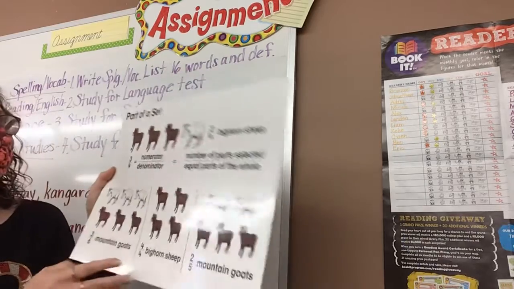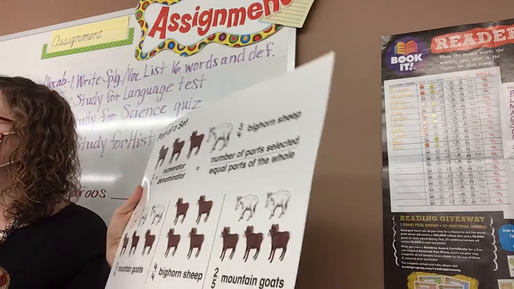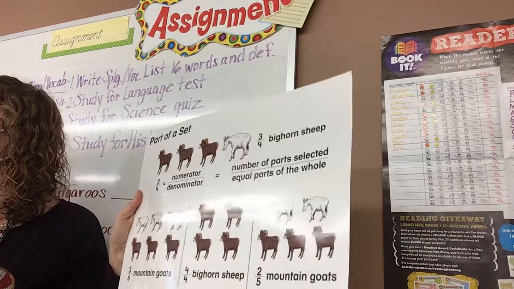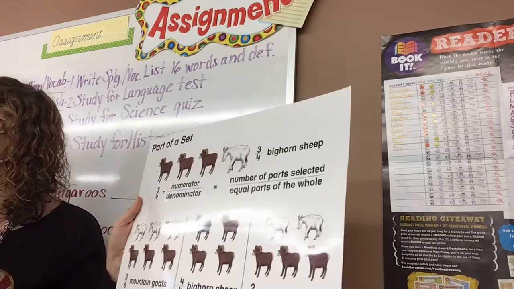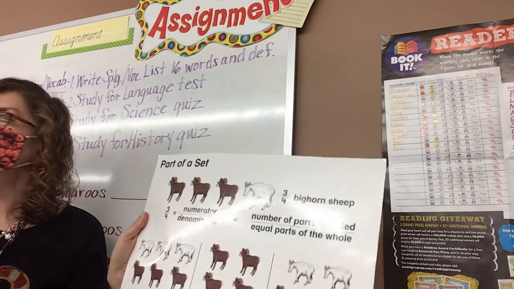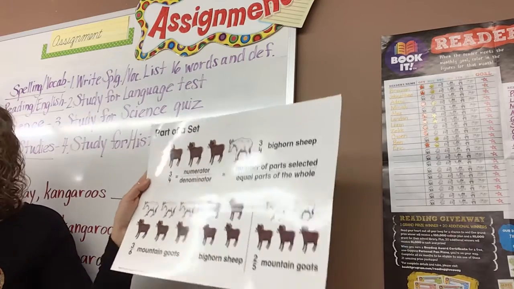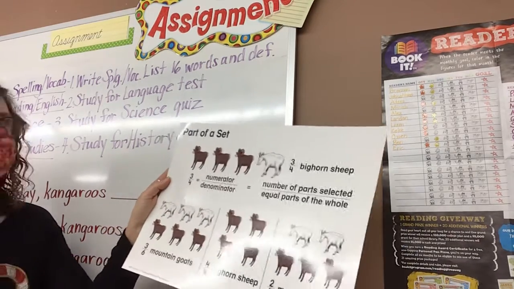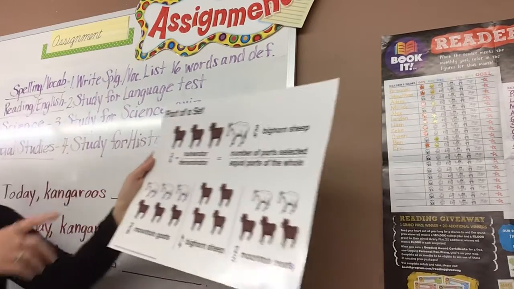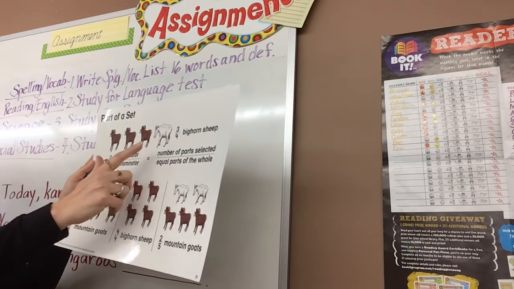All right, so part of a set. We were doing shapes at first and dividing shapes into pieces. And remember, we learned the denominator was the number that was down, and that was equal parts of the whole. That means how many parts it was divided into. And then the numerator, which was up, that was the parts selected. Now we're going to learn about parts of a set. Eyes up here, please. So this is not a shape any longer. It's a group of objects. So for this first thing, it says 3/4 of these bighorn sheep.